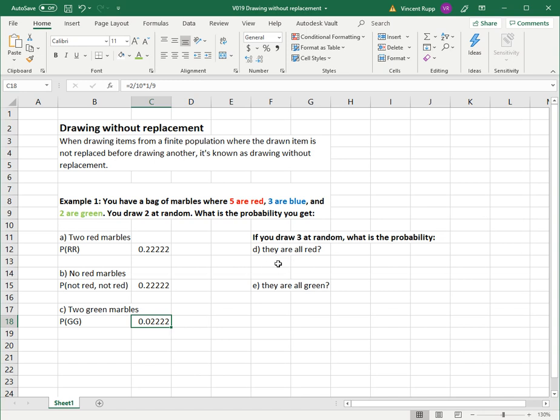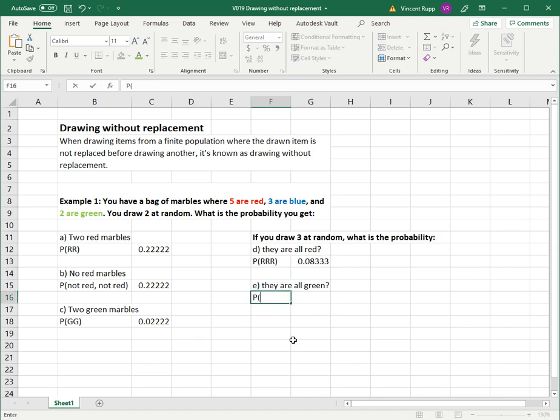You can do the same thing if you're drawing 3 at random. The probability they're all red, probability RRR. Here you just multiply 3 different things together because it's still a sequence. So 5 out of 10 for the first one, 4 out of 9 for the second. And then for the third one, there's 3 red marbles left out of 8 total in the bag, so you get 8.33%.